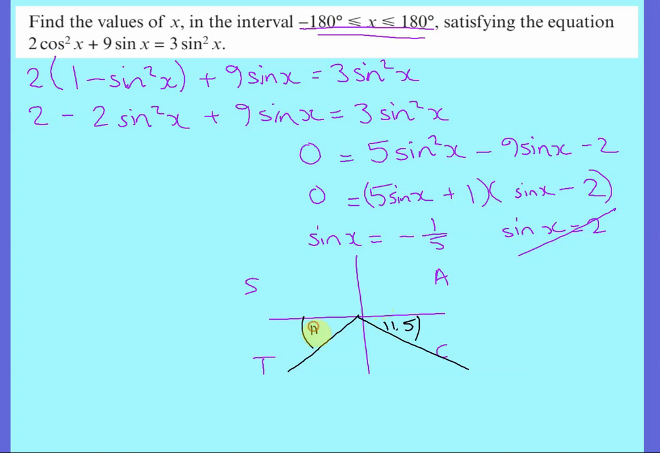So 11.5, 11.5. So for minus 180 to 180, we're going to go round here and here. But if we go in the positive 180, you can see we don't actually get any results. So x is equal to minus 11.5 and minus, what is that? Don't want to get this wrong on a video. Minus 168.5. Okay, so that's the first one you've really seen of this kind, with all the factorizing as well. Let's have a look at some more.